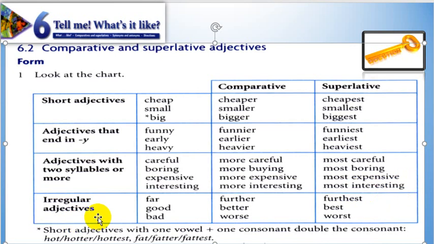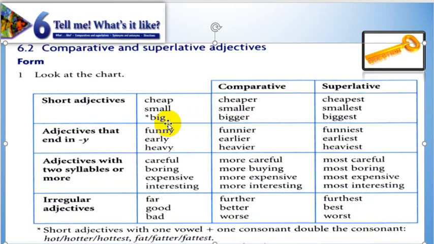Okay? We also have irregular adjectives. Far. We said that we add ER to normal adjectives. But in irregular adjectives, the whole word changes. Okay? Far becomes further or farther. Further. In superlative, furthest. Okay, the writing changes. تتغير الكتابة. Good, better, best, the best. Bad, worse, worst, the worst.